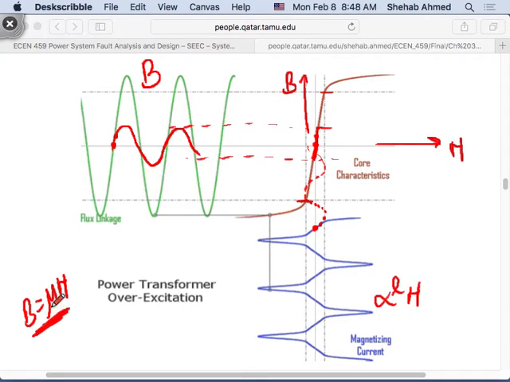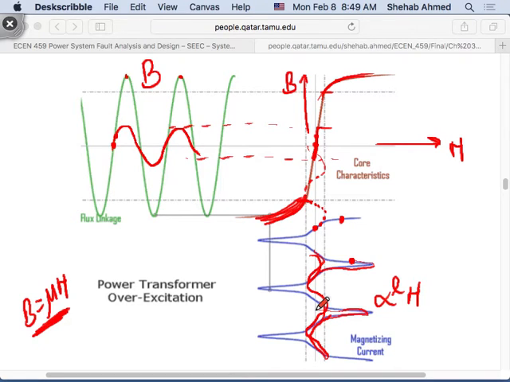But if the relationship between B and h is not linear, which is what we have here, then if you take this point here and put it here, you will get something way up here. If you take these points at the top here, they will be transposed into these peaky currents. You will not be creating a nice sine wave. You will be creating these peaky waves.